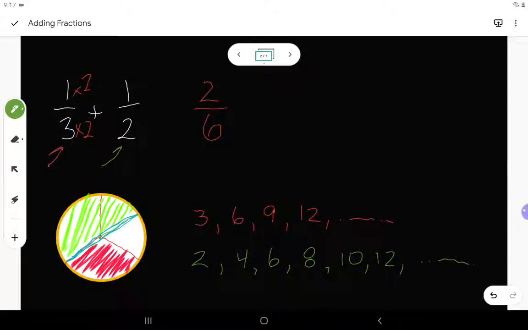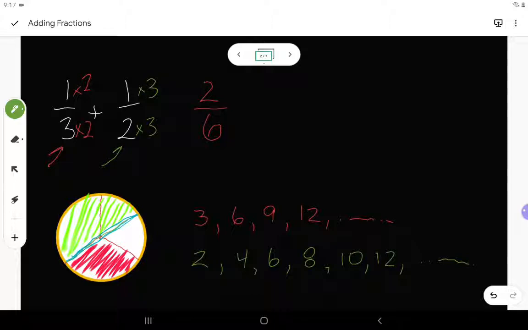Okay? For the 2, I want to change my 2 into a 6, and I see that 2 is the first number, 4 is the second number, 6 is the third number. So that means I'm going to multiply numerator and denominator by 3.